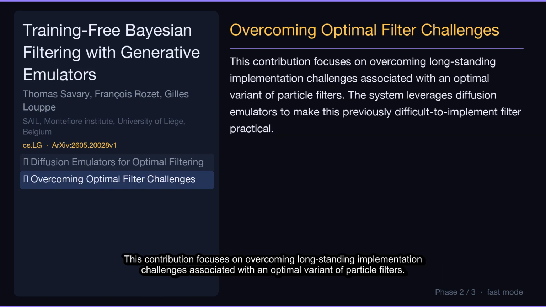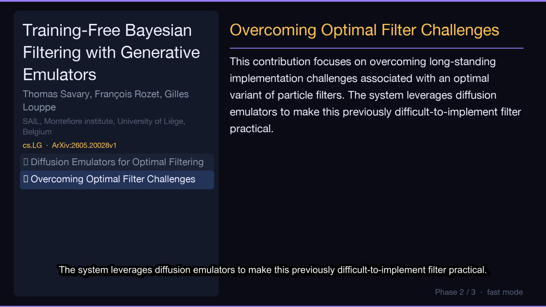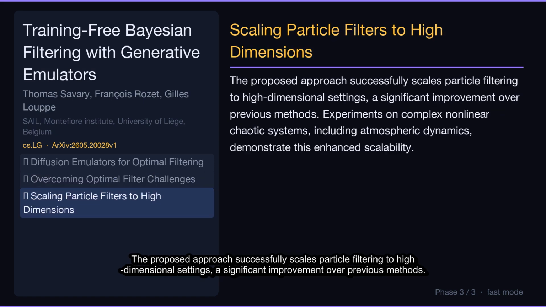This contribution focuses on overcoming long-standing implementation challenges associated with an optimal variant of particle filters. The system leverages diffusion emulators to make this previously difficult-to-implement filter practical. The proposed approach successfully scales particle filtering to high-dimensional settings, a significant improvement over previous methods. Experiments on complex nonlinear chaotic systems, including atmospheric dynamics, demonstrate this enhanced scalability.